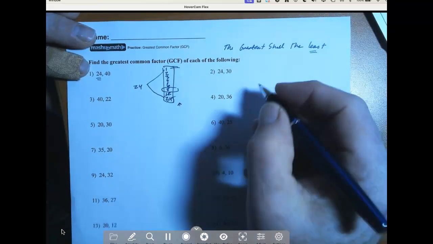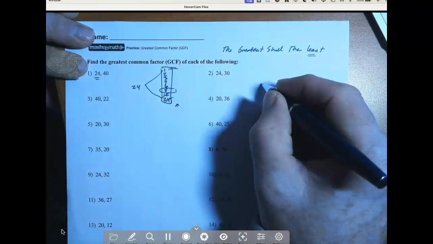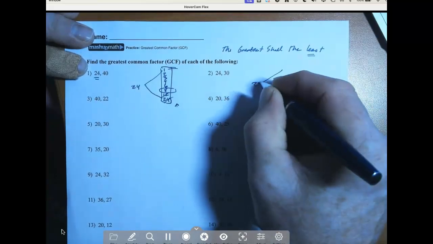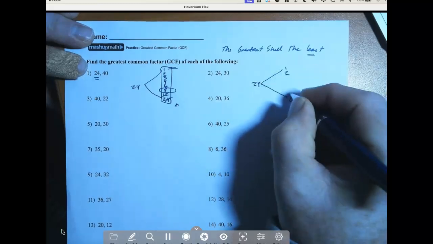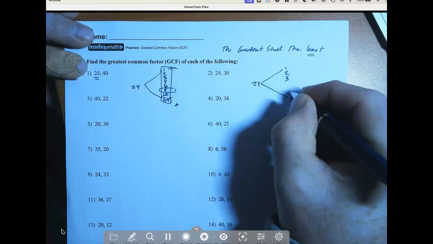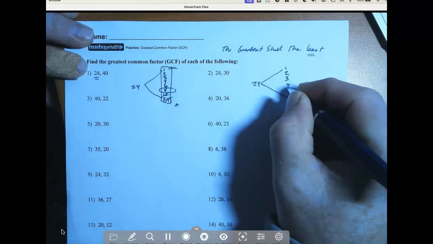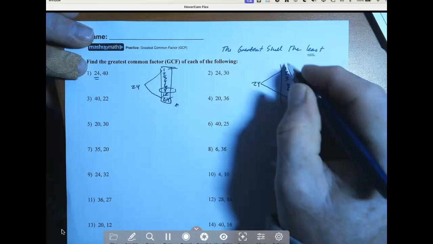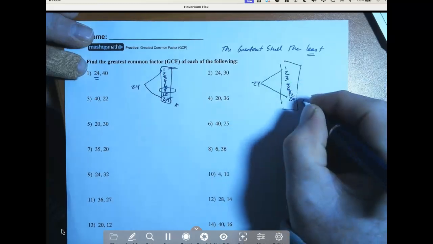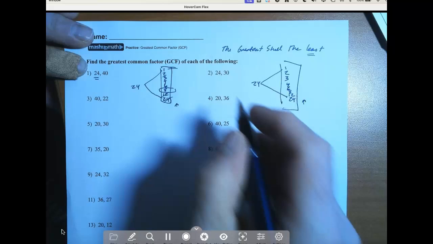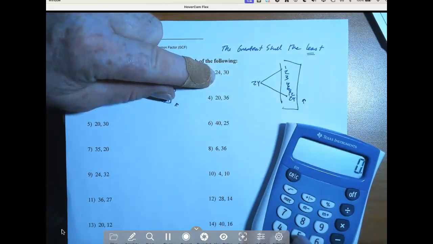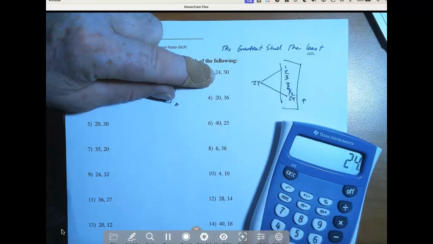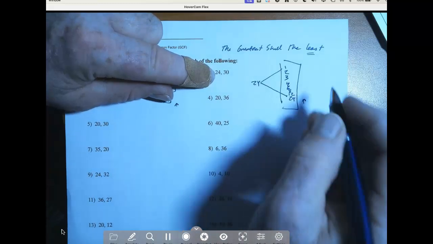All right, let's try another one here. We have 24 and 30. We just did 24, so let's just copy it down again. 1, 24, 2, 12, 3, 8, 4, and 6. Put my bracket around these. Put my little arrow because I'm going to start from the bottom up. So does 24 fit into 30? Well, 30 divided by 24 equals, nope, doesn't fit.